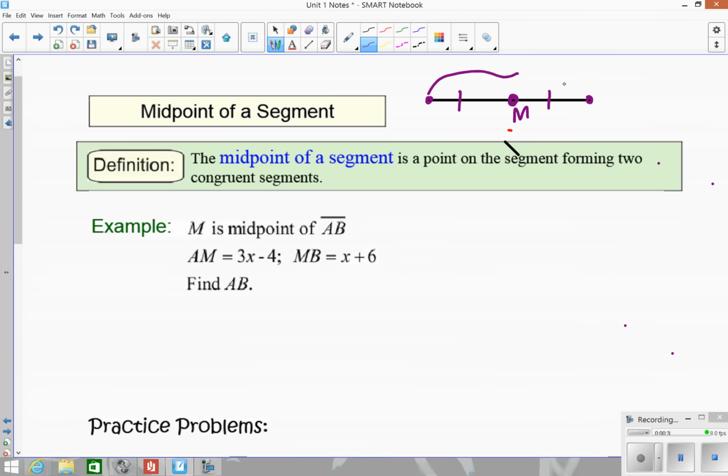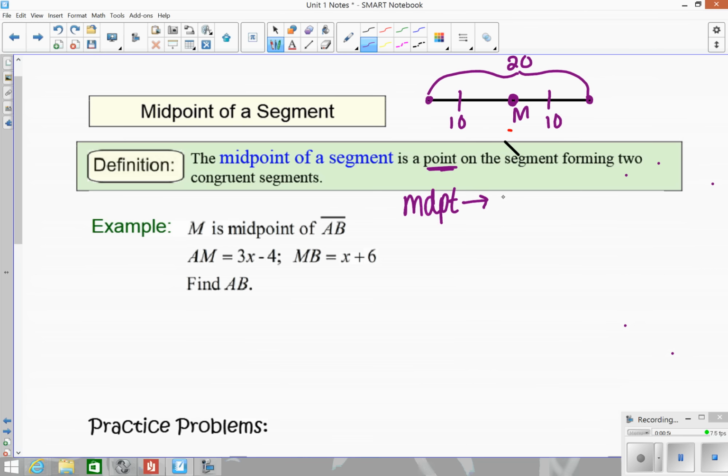So if this entire segment, let's say, has a length of 20, then each part would have to be 10 if M is the midpoint, the point in the middle. So that's the main thing: it's a point in the middle of a segment. To shorten up our description, I often abbreviate midpoint like this, MDPT, for midpoint.